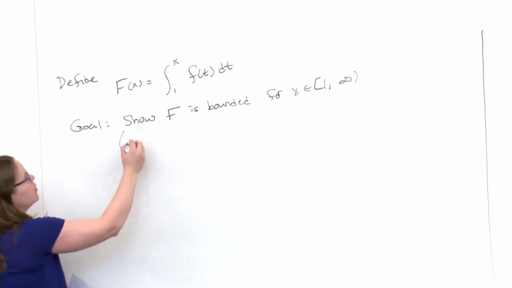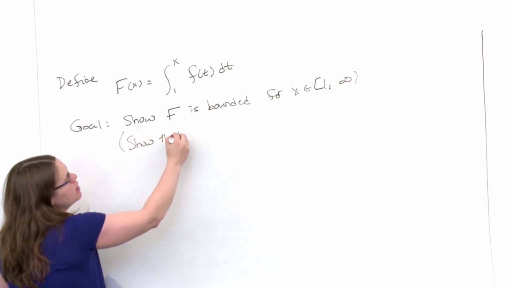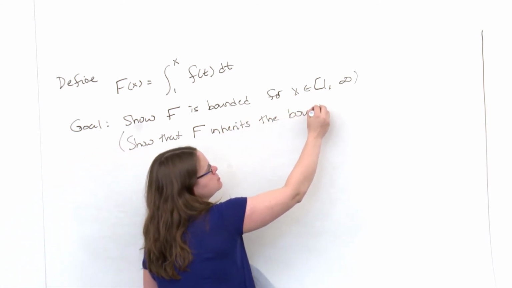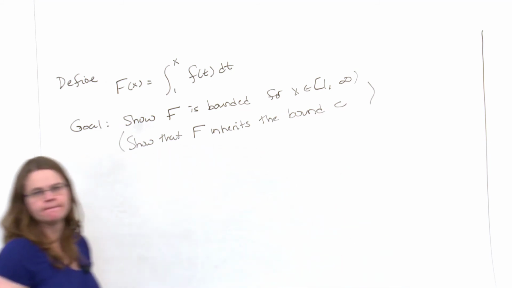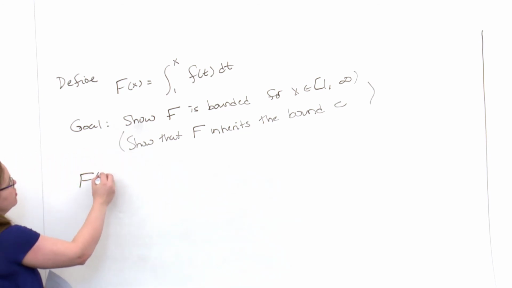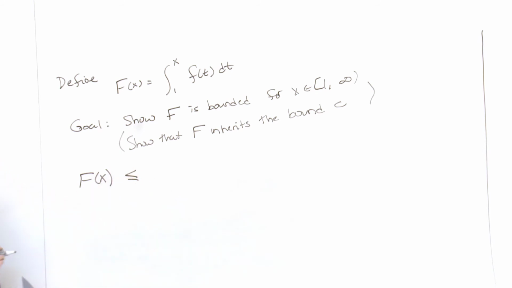And the real goal is, can we show that F inherits the bound c that comes from these partial sums? Okay, so capital F of x. I need to work with inequalities that go this direction. I'm trying to show it's bounded above. So again, I don't need to show F of x is exactly equal to something. I just need to get a bound.